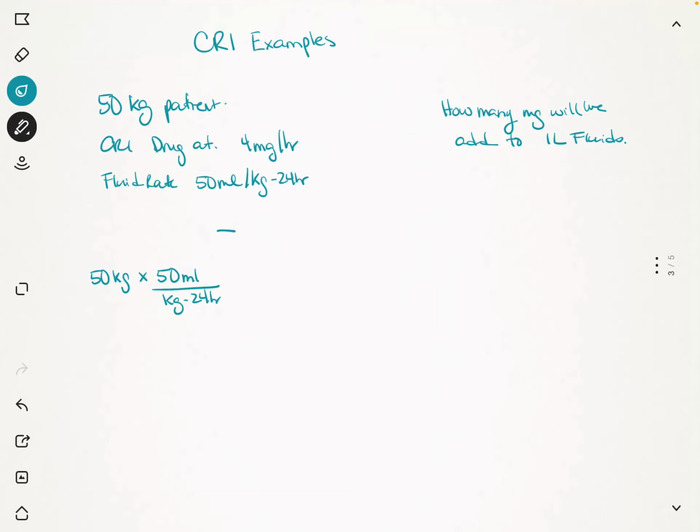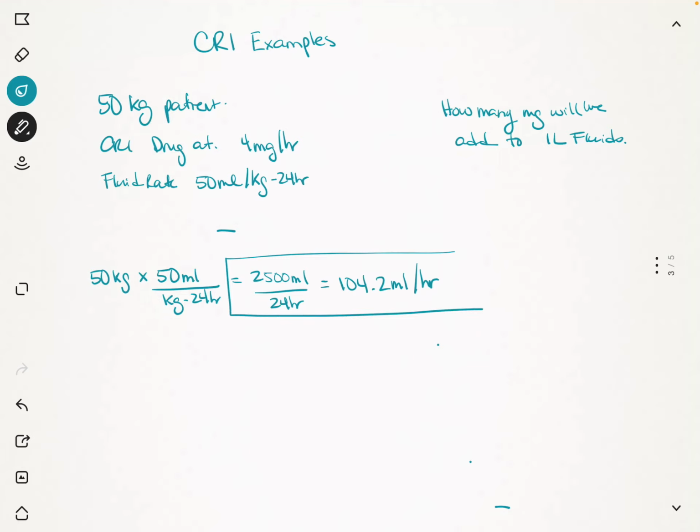Okay. And that's going to give us, so we go 50 times 50 equals 2,500 mils over 24 hours. If we want to go ahead and figure out what that is hourly, you can certainly do that. You just go 2,500 divided by 24, which is going to go ahead and give you 104.2, rounded up, mils per hour. Okay, so here we've got our fluid rate.